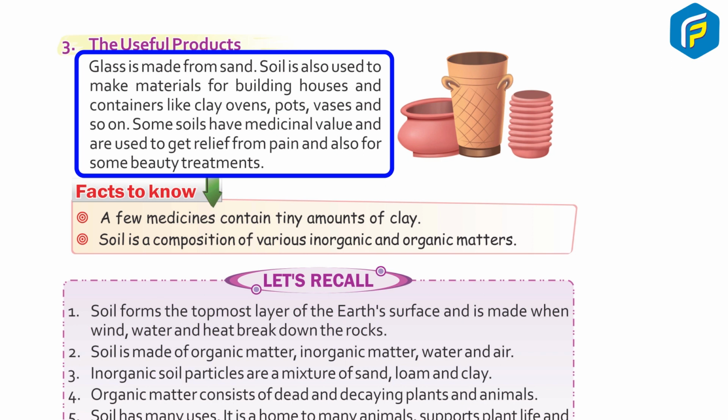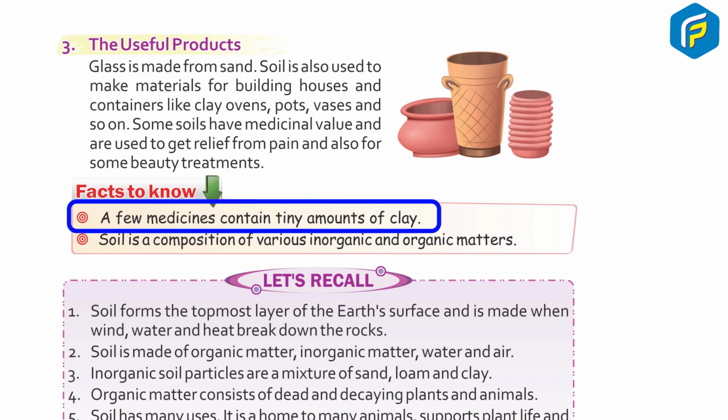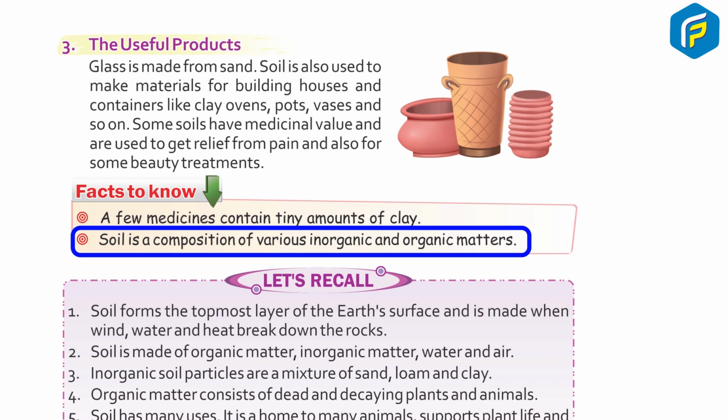Glass is made from sand. Soil is also used to make materials for building houses and containers like clay ovens, pots, vases, and so on. Some soils have medicinal value and are used to get relief from pain and also for some beauty treatments. Facts to know: a few medicines contain tiny amounts of clay. Soil is a composition of various inorganic and organic matters.